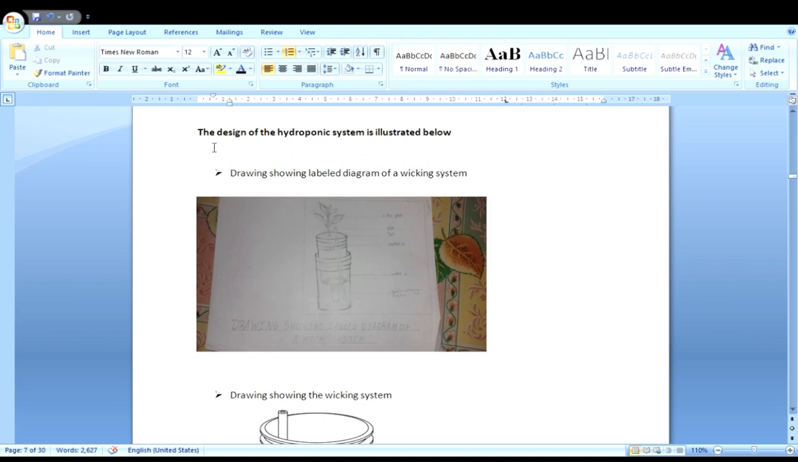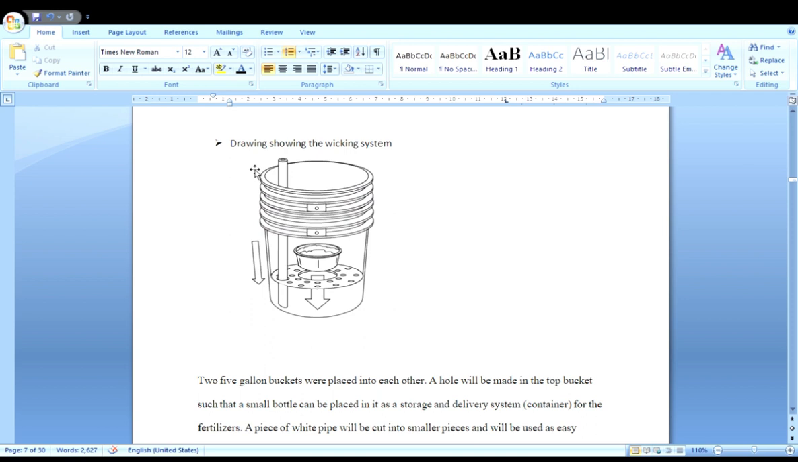The main heading here is the design of the hydroponic system is illustrated below. And then your drawing here have an individual title. So this is your statement above. And then you have the title of your diagram, and your diagram should be labeled. So this is showing you that drawing showing the wicking system.